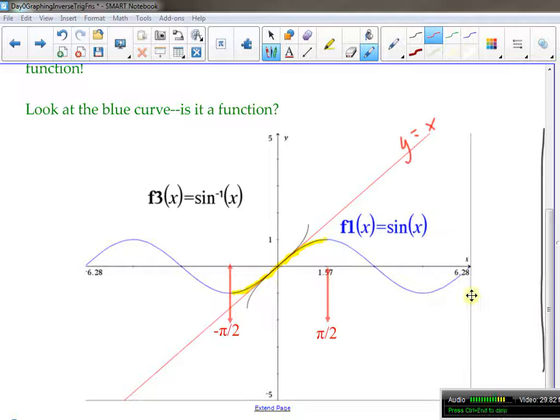Well, we limited ourselves to the part of the sine curve that exists in between minus pi over 2 and pi over 2. And that's the piece on the blue curve right here, that green piece on the blue curve, is the only piece of the sine curve that we reflected over that line y equals x. So my restriction on an arc sine or a sine inverse is that I'm only going to use domains in between minus pi over 2 and pi over 2.